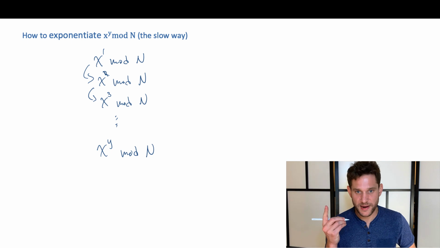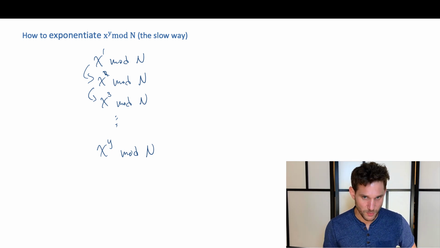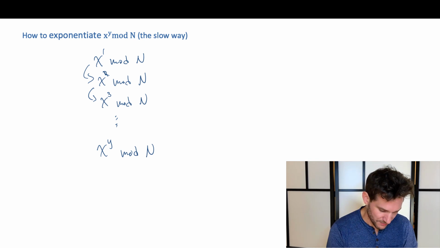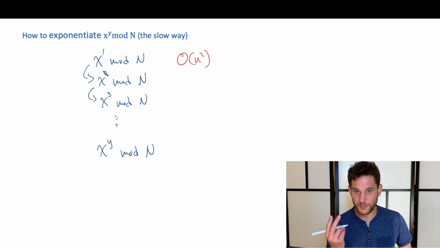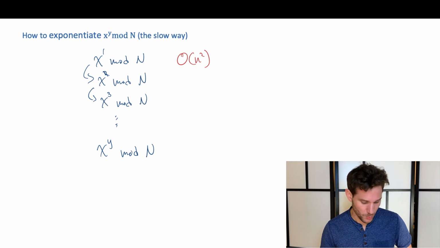Okay, this is a bad algorithm. Let's think about why this is a bad algorithm. How many times did I have to do a multiplication? Every round of this took O of n squared, because I had to do a multiplication. So every one of these rounds took O of n squared. How many rounds were there? Well, there were y many rounds. I had to do this y number of times, or maybe y minus 1 times.